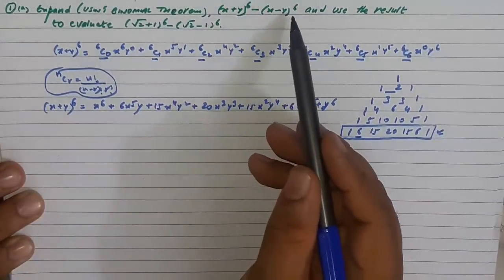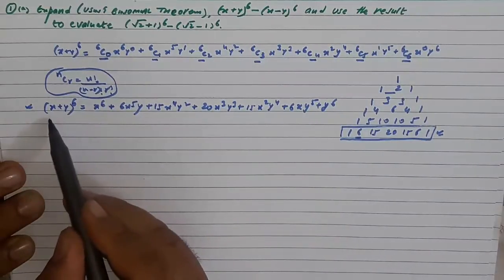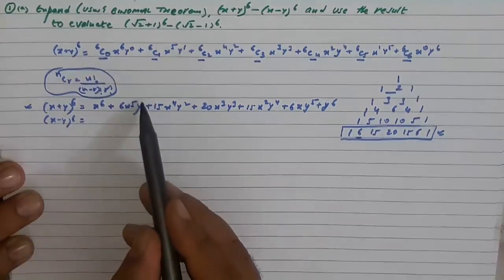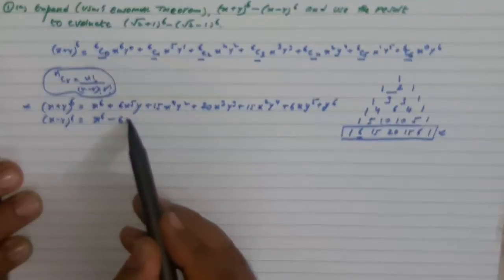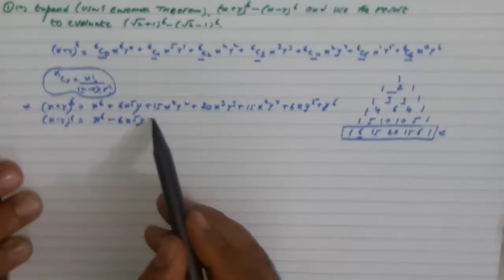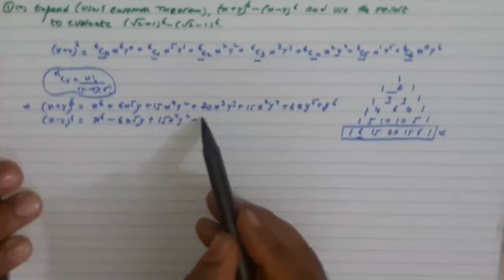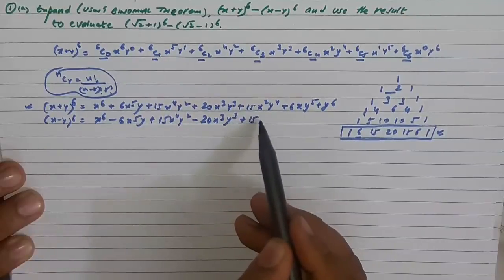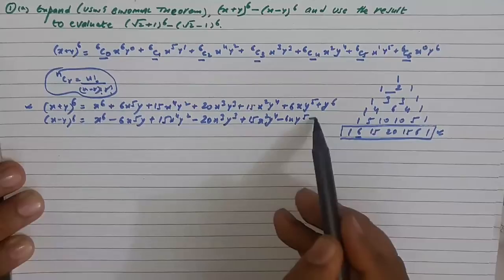Now we have to find (x minus y) raised to power 6. For that, just replace y by minus y here. Whichever terms have odd power of y will become negative. This remains positive because it is a square. This becomes negative because it is an odd power. Then 15 x square y^4, then minus 6 x y^5, then y^6.